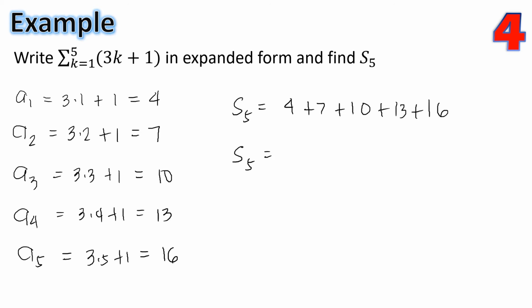S sub 5 is equal to, we have 4 plus 7, 11, plus 10, 21, plus 13, 34, plus 16, that is equal to 50.